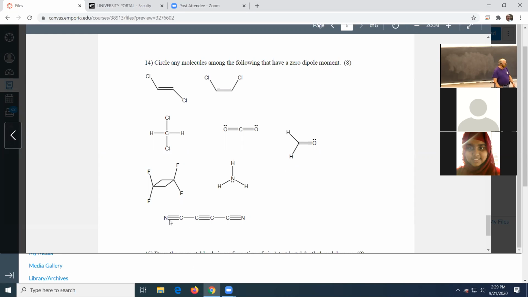Okay, these are all sp hybrid atomic orbitals. And so the geometry here is linear. This one was missed by several. This one is completely linear. The CN bond is a very polar bond, but then you have another CN bond on this other side. So yes, that would also have a zero dipole.